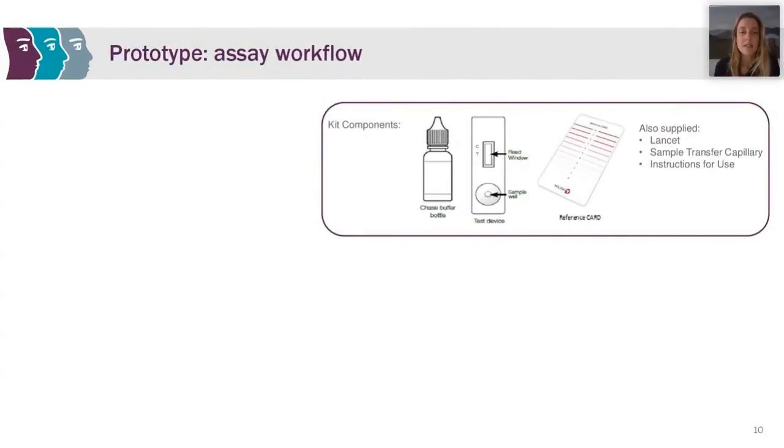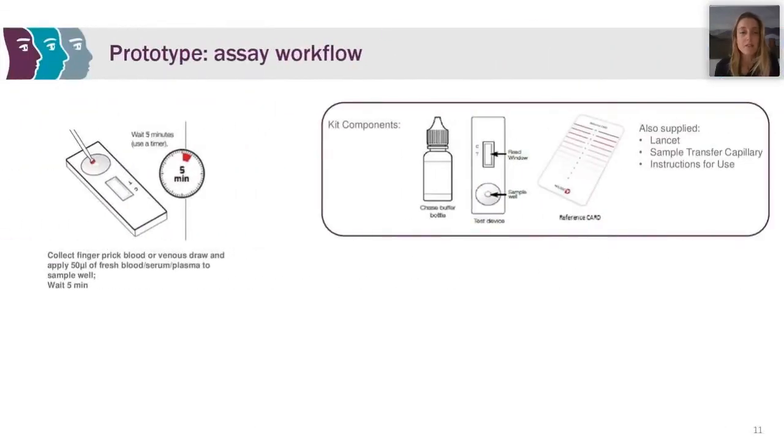So this is the kit in which the prototype comes. You've got a chase buffer bottle. You've got the actual test device, where you've got a sample well, and then the reading frame where you can read out the results. And then you've got a scorecard where you can score the intensity of your test band with this scorecard.